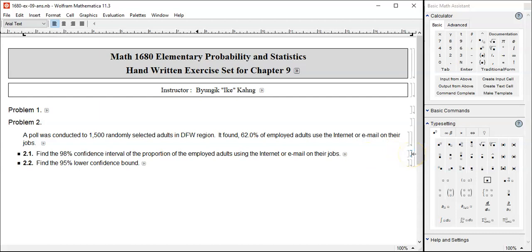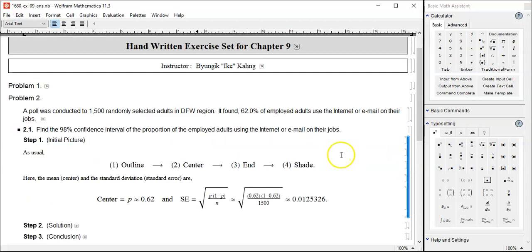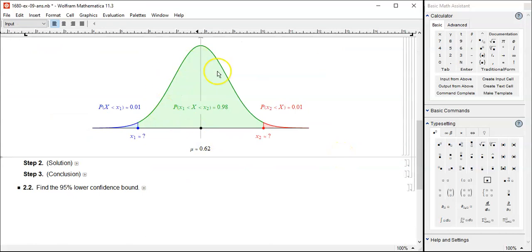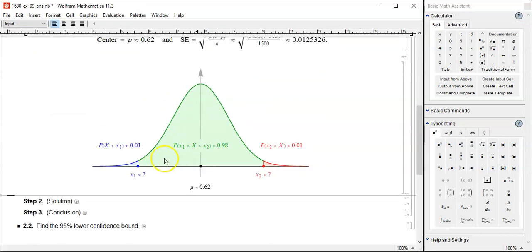Okay, 98% confidence interval, which means we want this kind of picture where 98% goes in the middle. Is that clear? 98% confidence interval, so there you go. And of course, 62% is the observed proportion, so it goes to the center, no problem there. What's the end? Well, that's the problem. You see, in normal picture, outline, center, end, and then shading. But in this case, in confidence interval case, you don't know the end, so just mark them as x1, x2, and you're looking for those end.